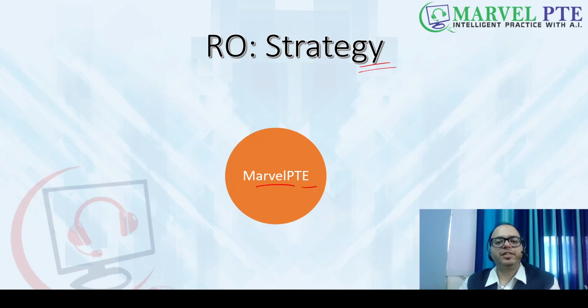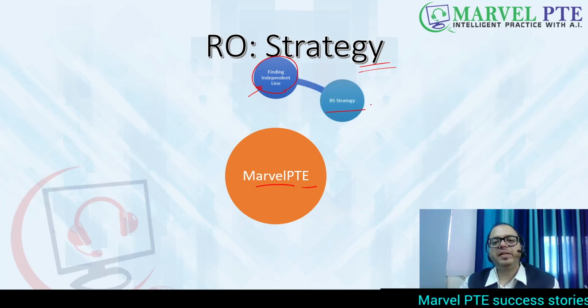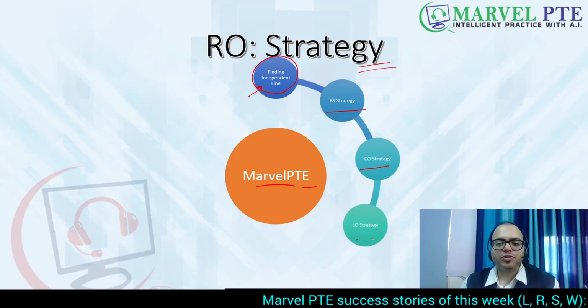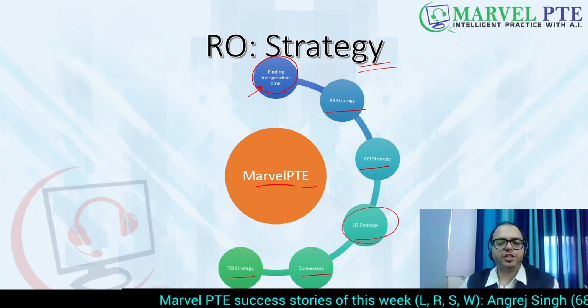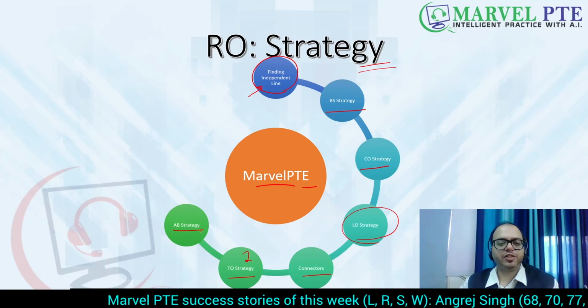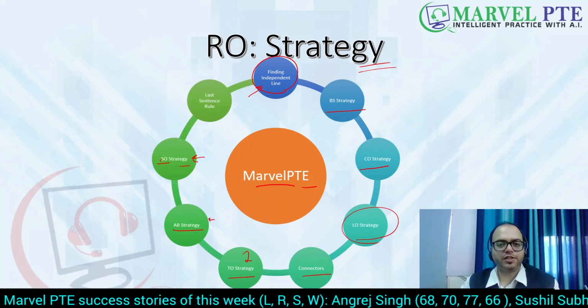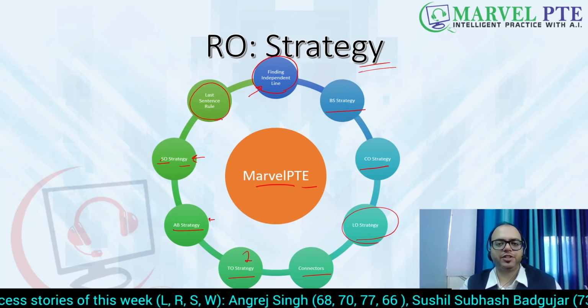Now, what are Marvel PTE strategies? First of all, we look how to find independent line. There are certain rules, strategies which we teach to our students. Then BS strategy, which is broad to specific strategy. CO strategy, chronological order strategy. LO strategy, logical order strategy, connectors, TO strategy, topical order strategy, AB strategy, abbreviation strategy, SO strategy, subject object strategy, and last sentence rule. These are our strategies.